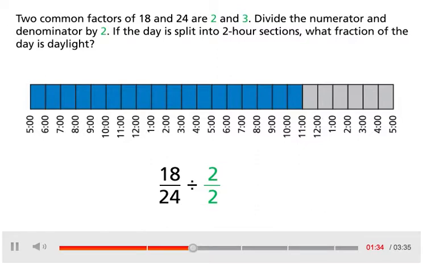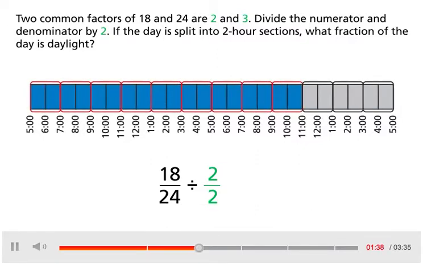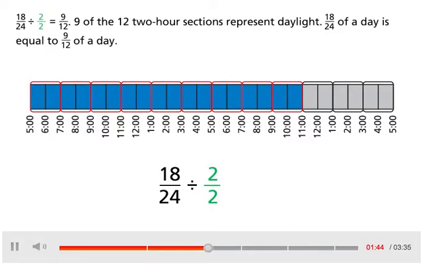Divide the numerator and denominator by 2. If the day is split into 2-hour sections, what fraction of the day is daylight? 18/24 divided by 2/2 equals 9/12. 9 of the 12 2-hour sections represent daylight. 18/24 of a day is equal to 9/12 of a day.